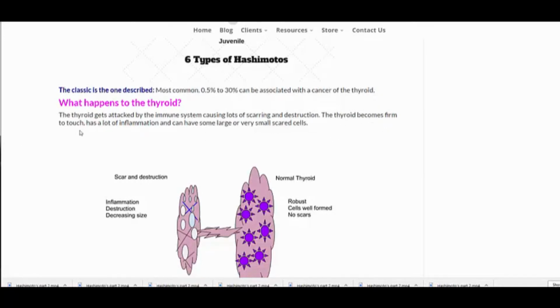The thyroid becomes firm to touch, has a lot of inflammation, and sometimes the scar, like here in this diagram I've tried to depict, these are the scars, and these white areas are the parts of the thyroid that kind of pop in through the scars. It's like you're pulling down ropes and almost the flesh comes out. So it's like little nodules. You'll find a lot of scarring and destruction due to inflammation, and the size of the thyroid gland becomes smaller.